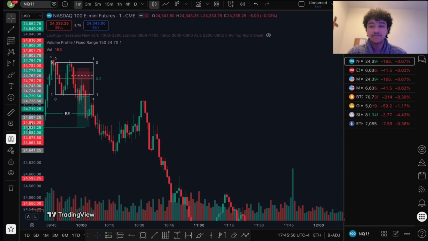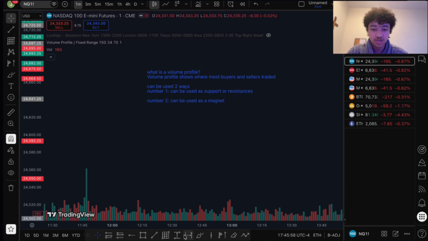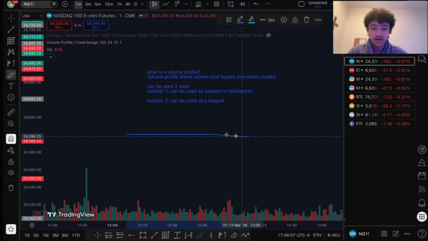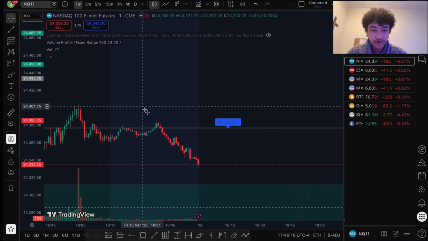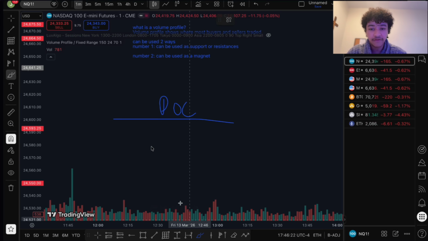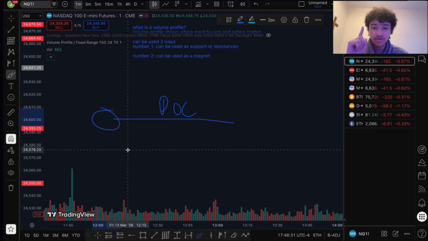So that's volume profile. You don't have to have it as an indicator. I'm actually thinking of changing it, but no, I always want to keep it on there. So just a real recap, we can just draw it on real quick. What is a volume profile? A volume profile shows where most buyers and sellers are trading. This is what we call the point of control, or POC, which you'll see on the volume profile. POC, point of control, is essentially where a lot of volume was being traded, at the price range of 24.601.